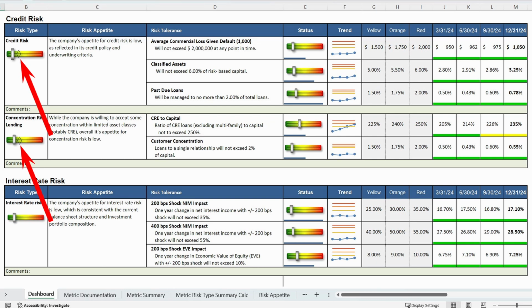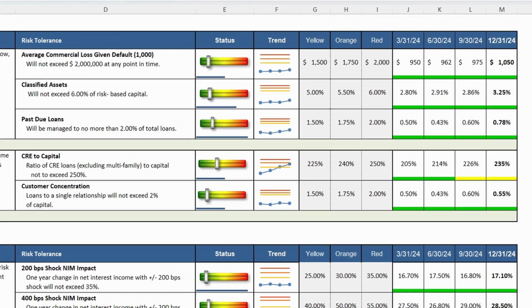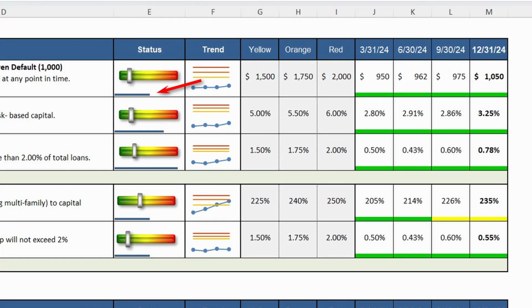What I could do there is put some sort of marker or indicator from my risk appetite documentation that shows where we want it to be, just to see where we are in relation to current status. And the last thing I want to point out here, and quite possibly one of the most important things on here, is these bars underneath the individual status indicators.